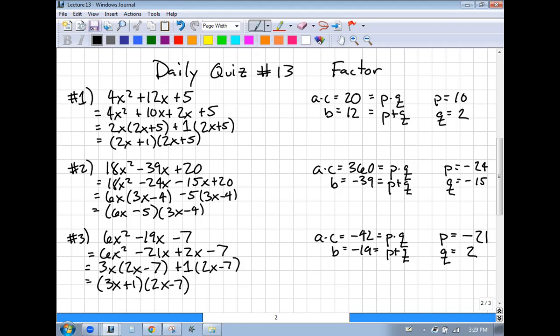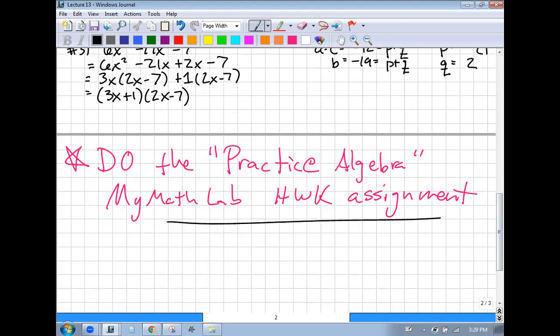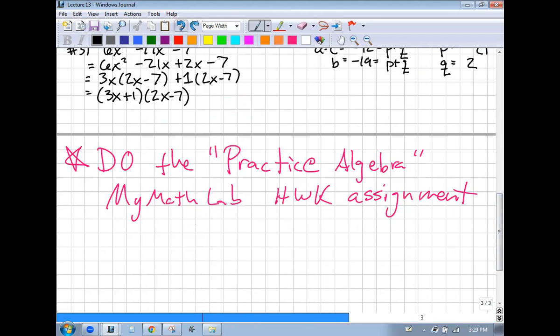There's your quiz for today. Hopefully y'all could manage to do those on your own. All right, if not, practice. Again, do the practice assignment. I made you a practice algebra assignment in my math lab. It might be down near the bottom.